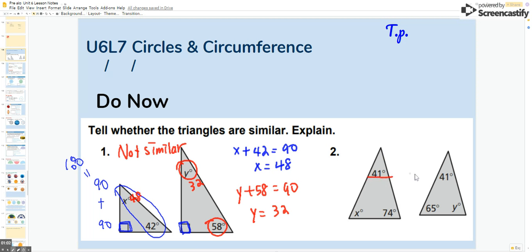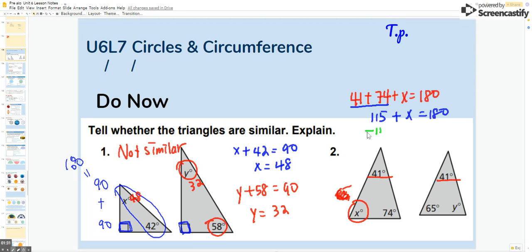And what about 41 and 41? And we have 74 and 65. So we need to check if x is going to be 65. If x is 65, then they are similar. So when you add all of them together, 41, 74, x, it should be 180. So if you add these two, it's 115. 115 plus x is equal to 180.